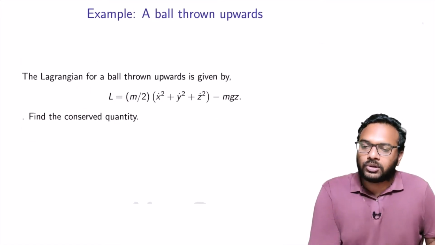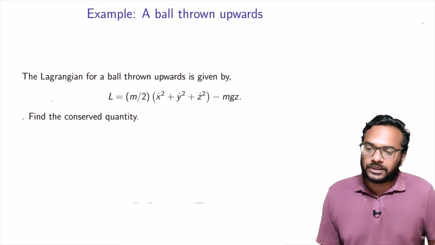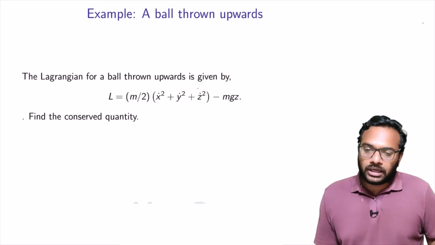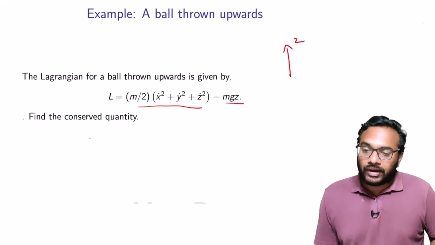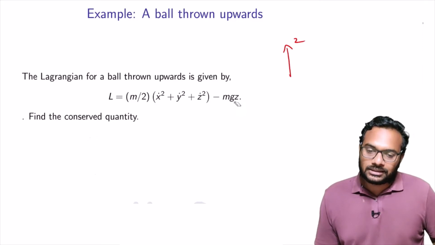We are talking about a ball thrown upwards. The Lagrangian for a ball thrown upwards is given by this. This is the kinetic energy and that's the potential energy. We take the height along the z direction. Find the conserved quantity. Find the conserved quantity. All right.